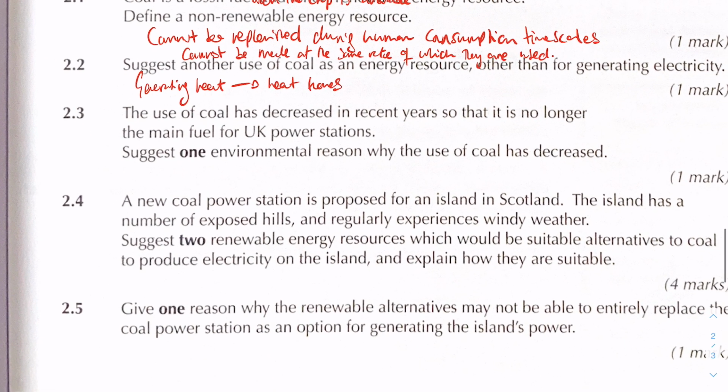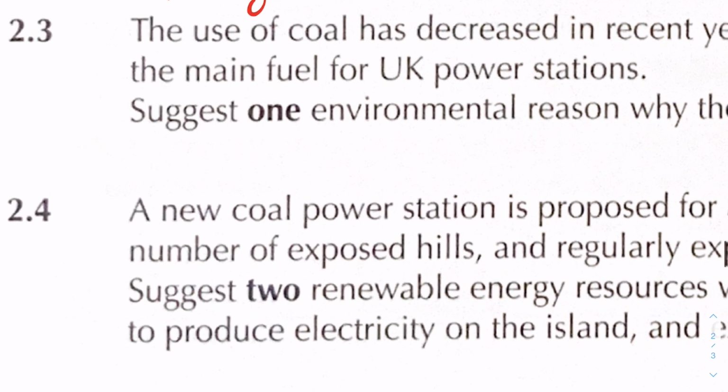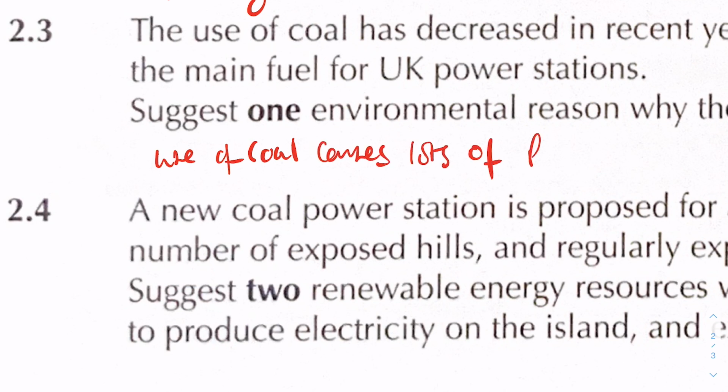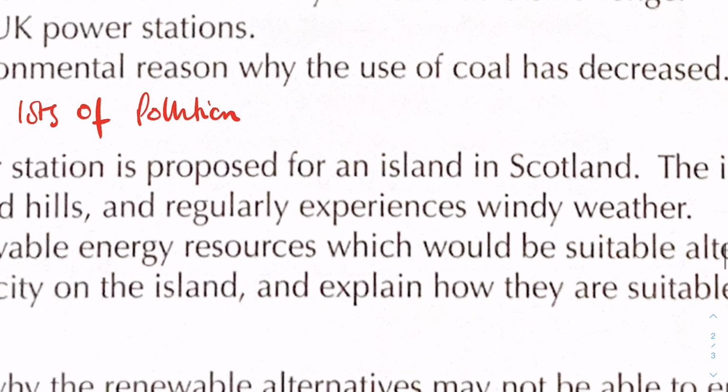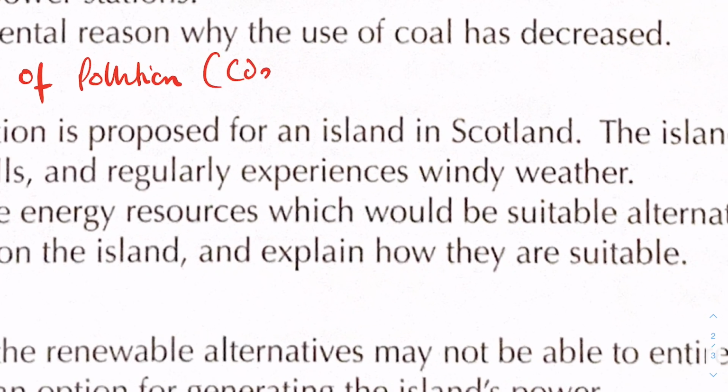The use of coal has decreased in recent years, so that it is no longer the main fuel for UK power stations. Suggest one environmental reason why the use of coal has decreased. Well, it's the same as the one above. The use of coal causes lots of pollution, mainly CO2, huge amounts of CO2 release, therefore leading to global warming.